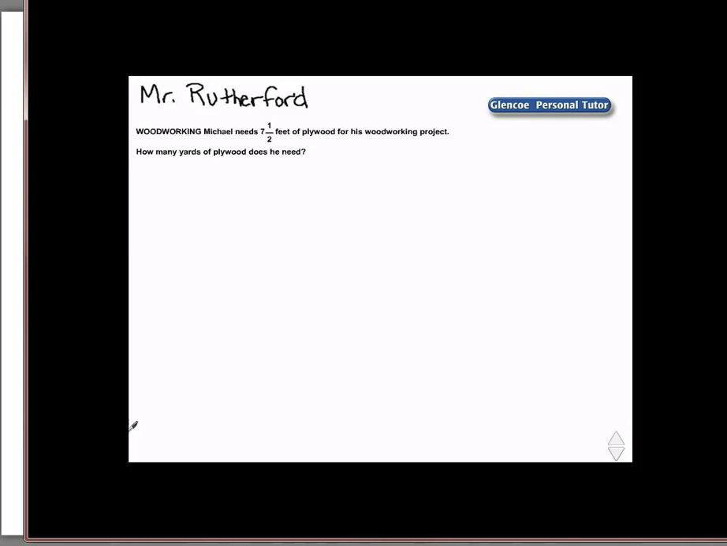So in this problem, we need to convert our 7 1/2 feet to yards. One thing that's important to keep in mind is that 1 yard is equal to 3 feet. So we can write then a unit ratio of 1 yard to 3 feet, and we can multiply that by our total number of feet, which is 7 1/2 feet. Now when we multiply these two, notice that our units, our feet, will cancel one another out.